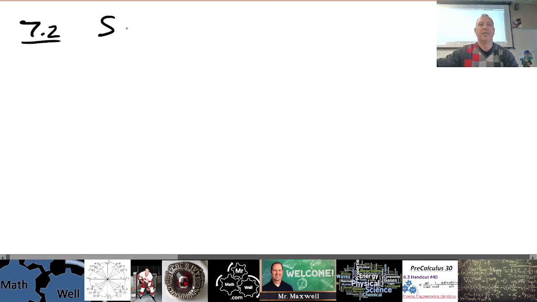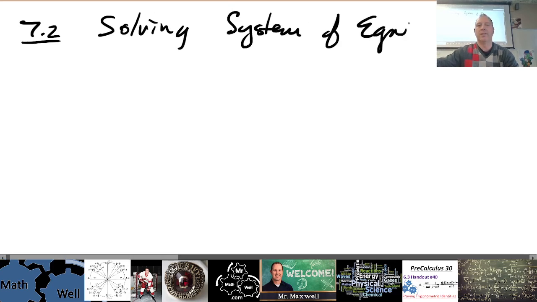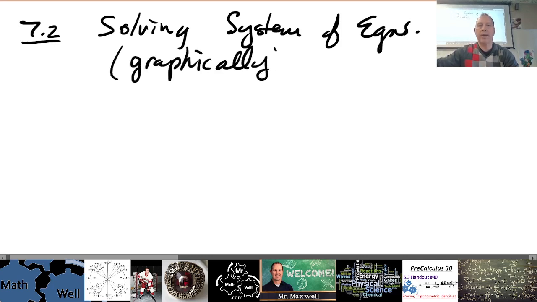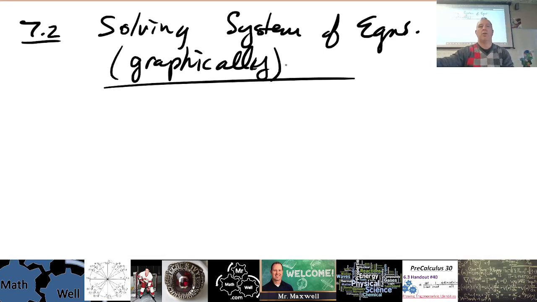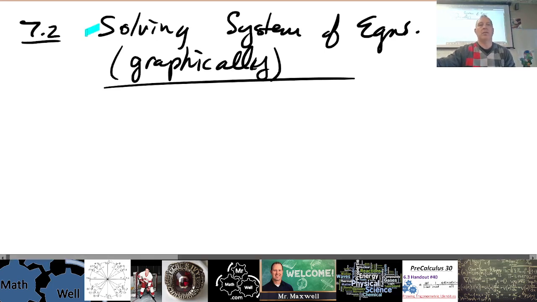Okay, so solving a system of equations. That's what we're going to do. And we're going to do this graphically. And we're going to save algebraically for a little bit later. Okay? We're going to solve graphically. That's 7.2. And we're going to work with those 3 examples that we did, and I'm going to show you how we're going to solve graphically. First of all, what does solving mean?